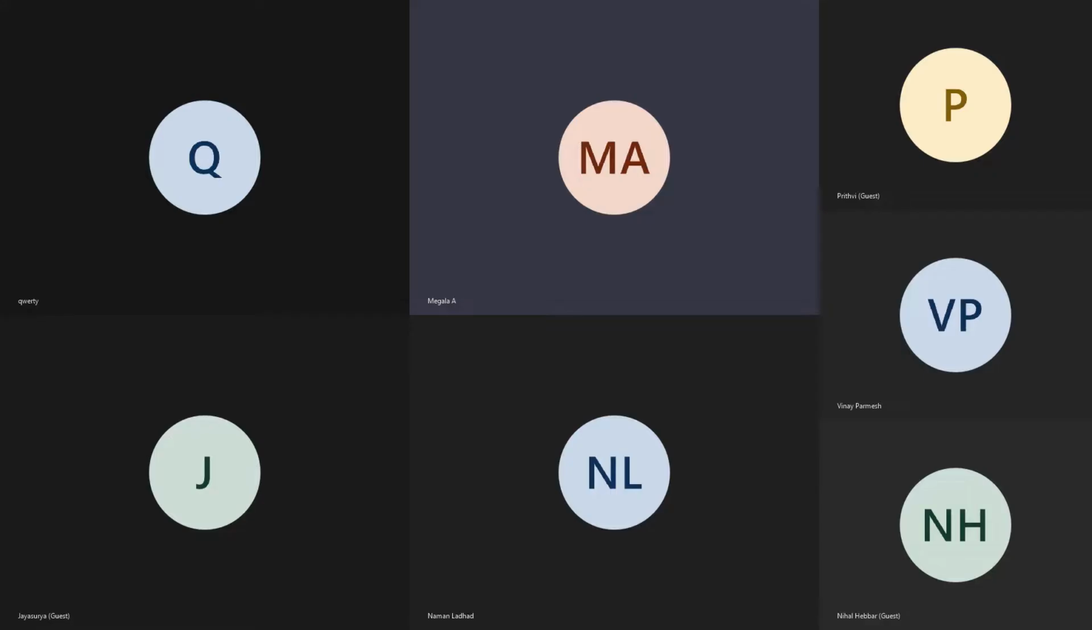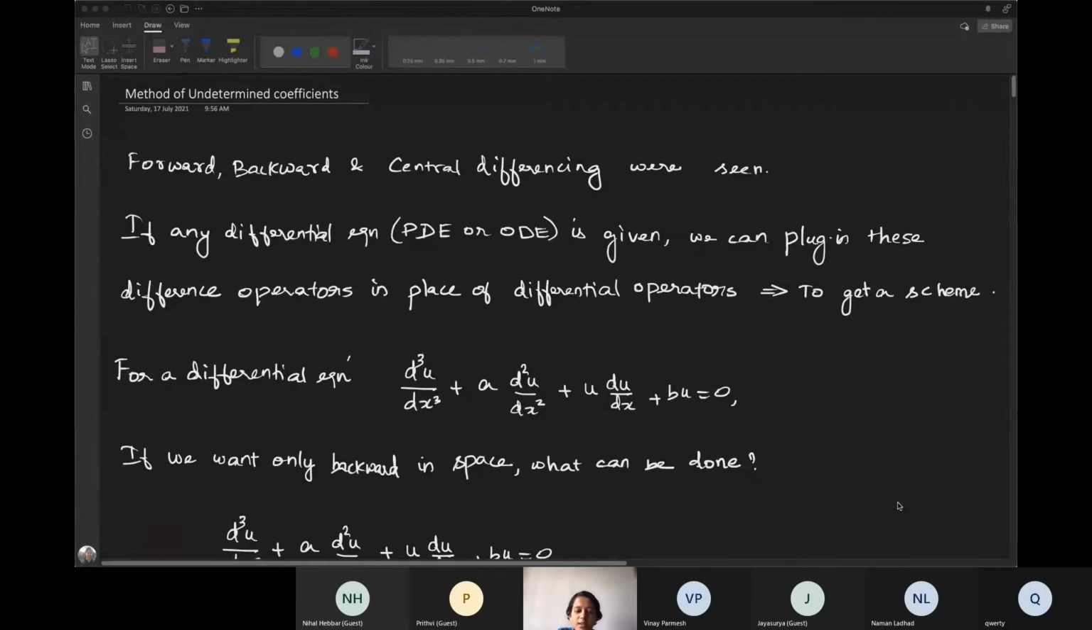Now I think more people have joined, so I'll just say what we have done till now. In CFD, we have just given some introduction. We have seen domain discretization and all.